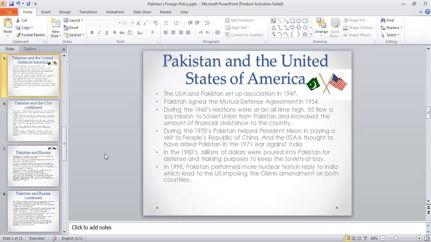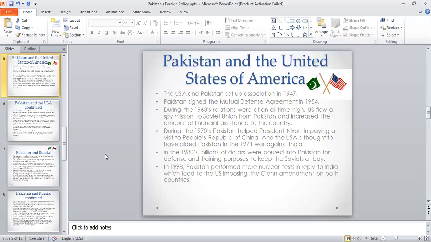The US applied pressure on Pakistan to stop the process of nuclear proliferation. In 1979, USSR invaded Afghanistan, due to which Pakistan became a battlefront. American pressure was lifted, and in the 1980s, billions of dollars were poured into Pakistan for defense and training purposes to keep the Soviets at bay.